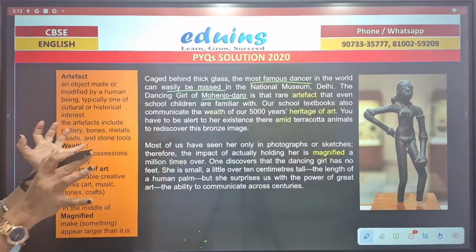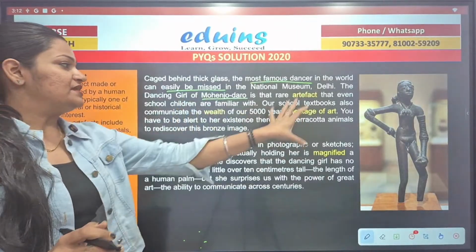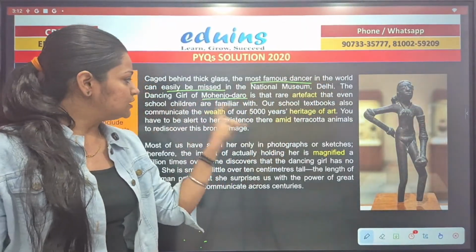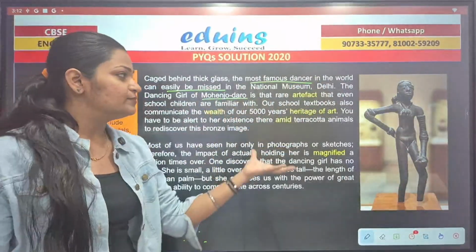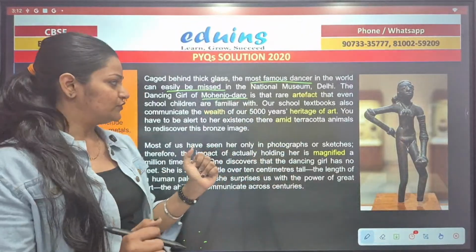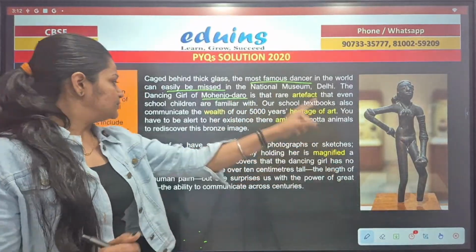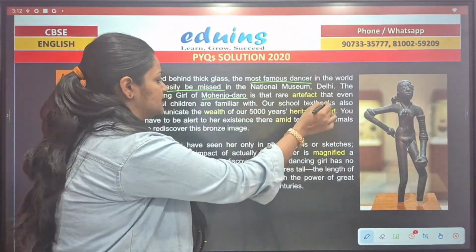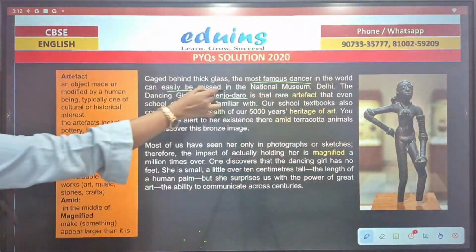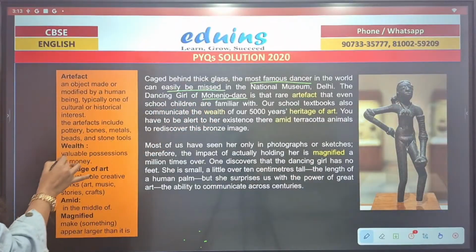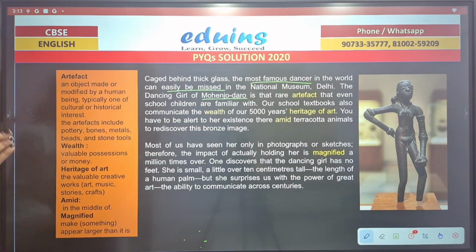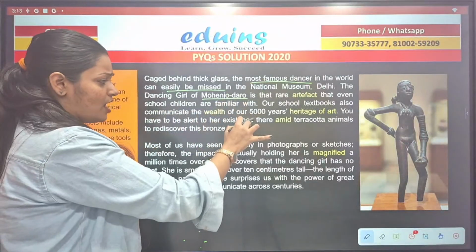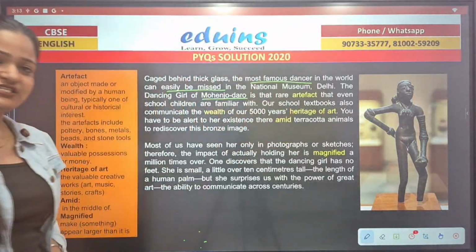Okay, human made it. So that's called a unique piece or artifact that has been found, which is called the dancing girl, that even school children are familiar with. Our school textbooks also communicate the wealth of our 5,000 years heritage of art. Wealth means valuable possession or money, right?